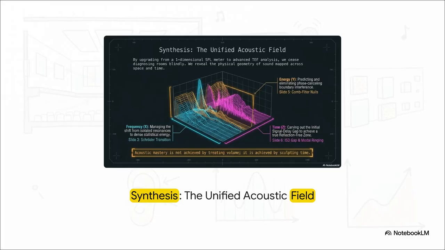Bringing it all together, by using a swept sine probe, we have essentially upgraded from that simple one-dimensional thermometer to a unified 3D map of the invisible world. We can now map frequency to visualize that Schroeder transition, energy to reveal phase-canceling boundary interference, and time to show us exactly where we need to carve out our initial signal delay gap. It's truly a game changer.